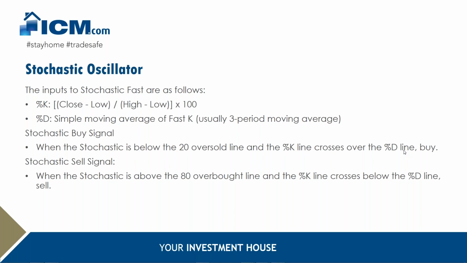Vice versa, whenever the stochastic is above 80%, which is the overbought line, and the K line crosses below the D line, that is a sell indication. It's very simple to understand. But before you get into the live markets, always make sure that you have thoroughly read about what exactly these factors are, and before entering a live trade, always practice.